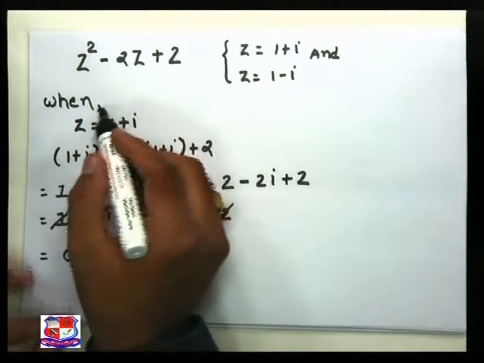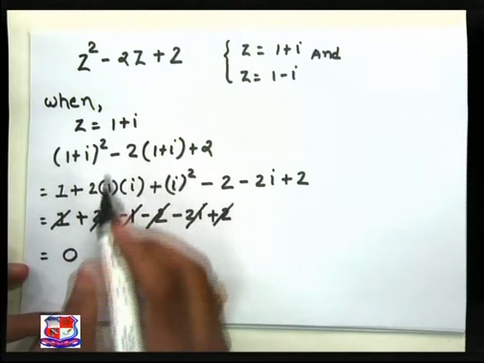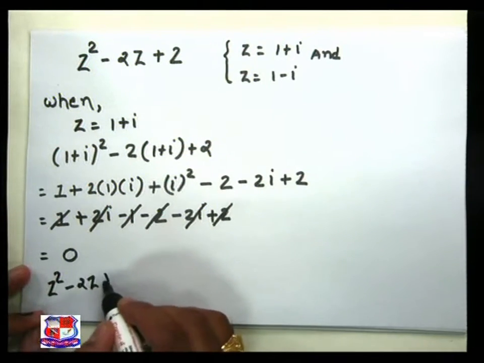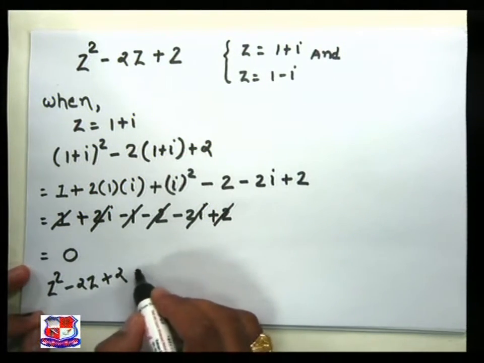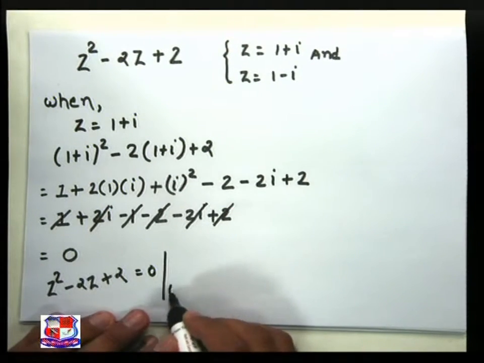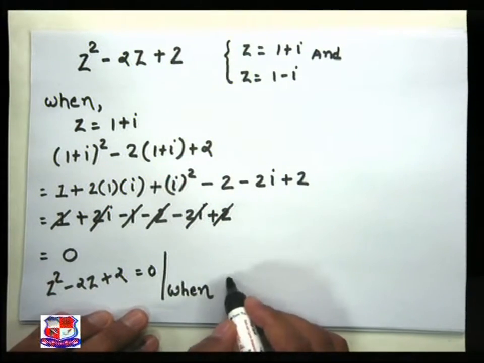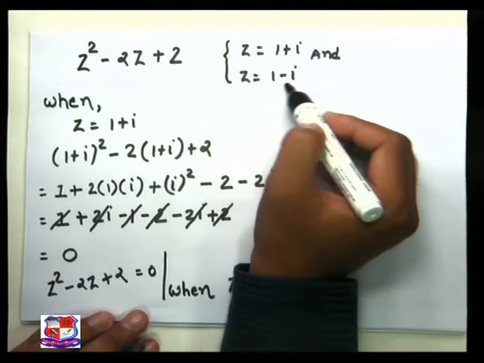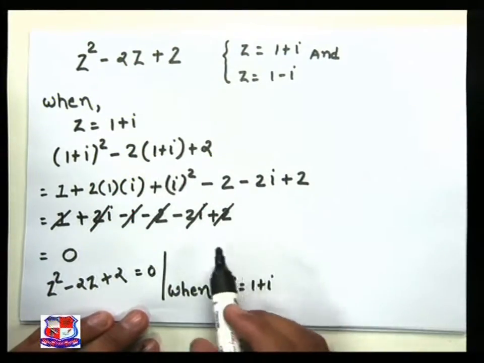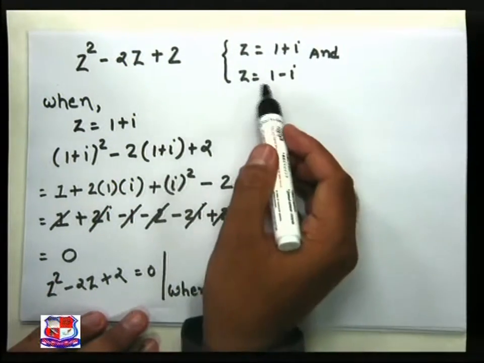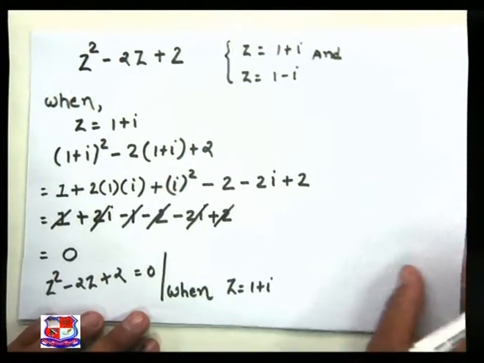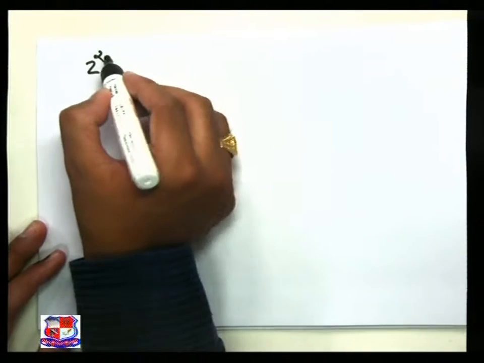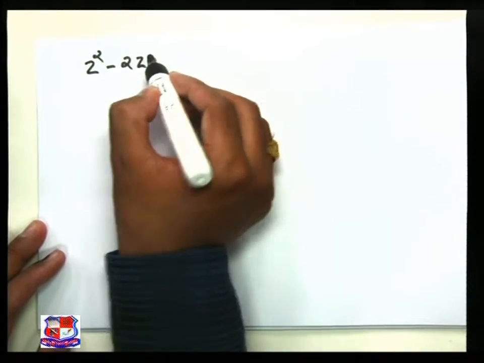So in this way, when z is equal to 1 plus i, we prove z square minus 2z plus 2 is equal to 0. Now the second case, that is 1 minus i. So we replace z with 1 minus i here. Our main equation is z square minus 2z plus 2.